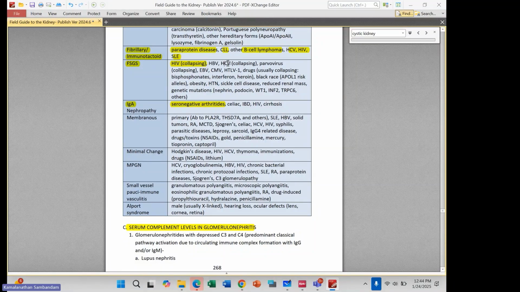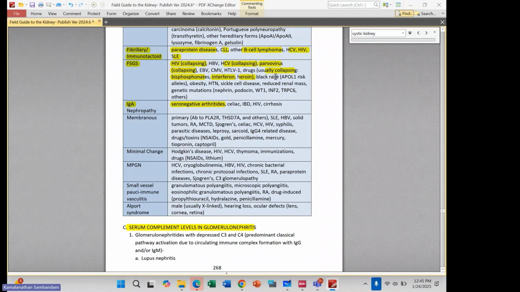There are certain secondary forms of FSGS that are associated with the collapsing variant. Okay? HIV can be associated with collapsing FSGS, Hep C, Parvo, and then bisphosphonates are usually also associated with collapsing FSGS. And that's typically pamidronate, the most commonly associated one. We don't use much interferon in the present day of managing HCV, but heroin and interferon are also associated with a collapsing form of FSGS.